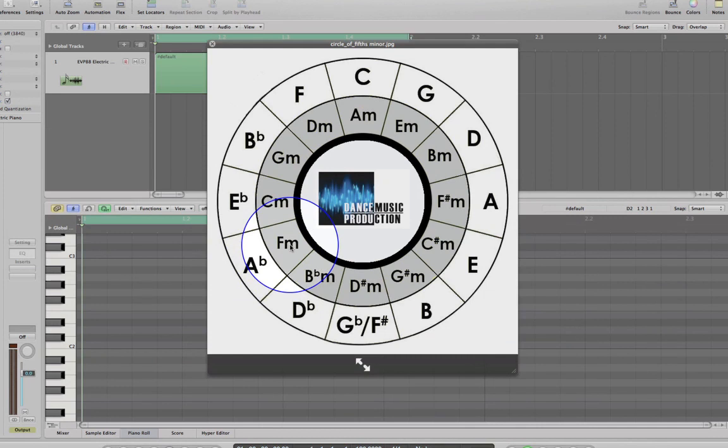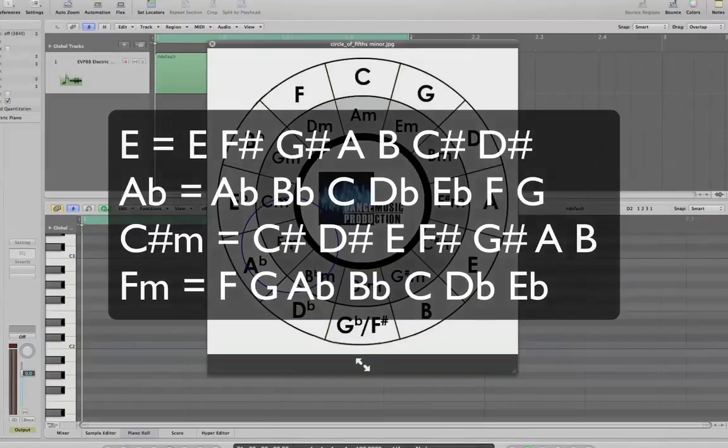So basically that means we've got the following scales. I'll just post them up here. We've got E major there, which is E, F sharp, G sharp, A, B, C sharp, D sharp. We have A flat major, which is A flat, B flat, C, D flat, E flat, F and G. We have C sharp minor, which is C sharp, D sharp, E, F sharp, G sharp, A and B. And finally, F minor, which was F, G, A flat, B flat, C, D flat, E flat. So it's one of those 4 keys.